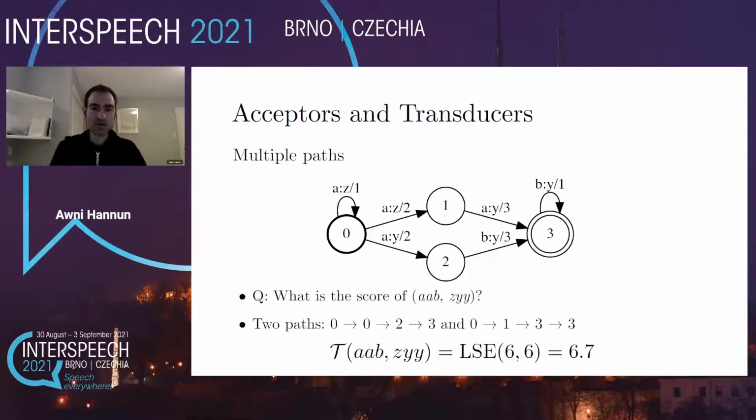Okay. So to score the transduction of AAB to ZYY, we look for all the paths which transduce the pair, and we find that there are 2. We follow the state sequence for the first, and for the second, accumulating the arc weights. Turns out they both have the same score, 6 and 6. We take the logadd (log-sum-exp) of those two scores, and we get the final score of the transduced pair.